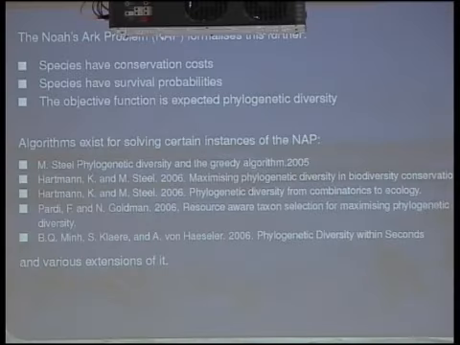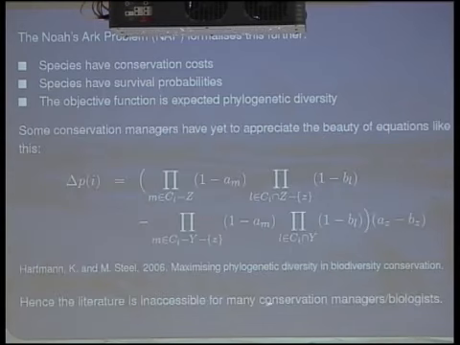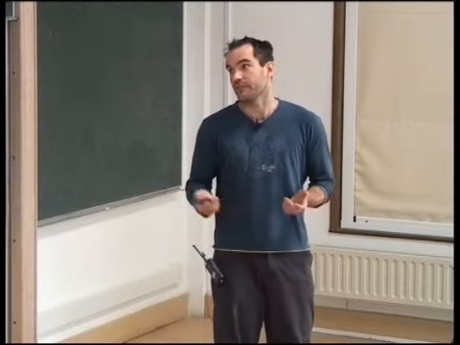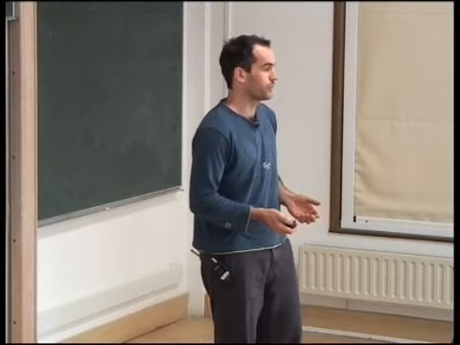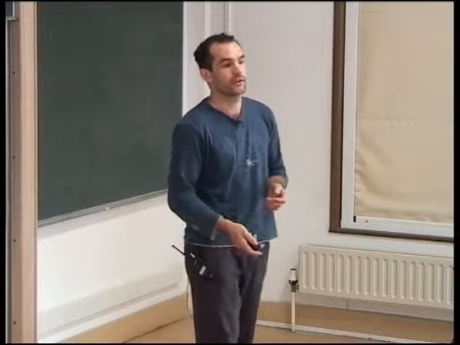So there have been many algorithms proposed for solving particular instances of the Noah's Ark problem and various extensions to this problem. Now, this rich body of mathematical literature contains nice little equations like this here, which unfortunately some conservation managers and biologists have yet to come to fully appreciate. So this creates a bit of a problem because the literature is inaccessible to some conservation managers and biologists who are, after all, the ultimate target audience for this work.